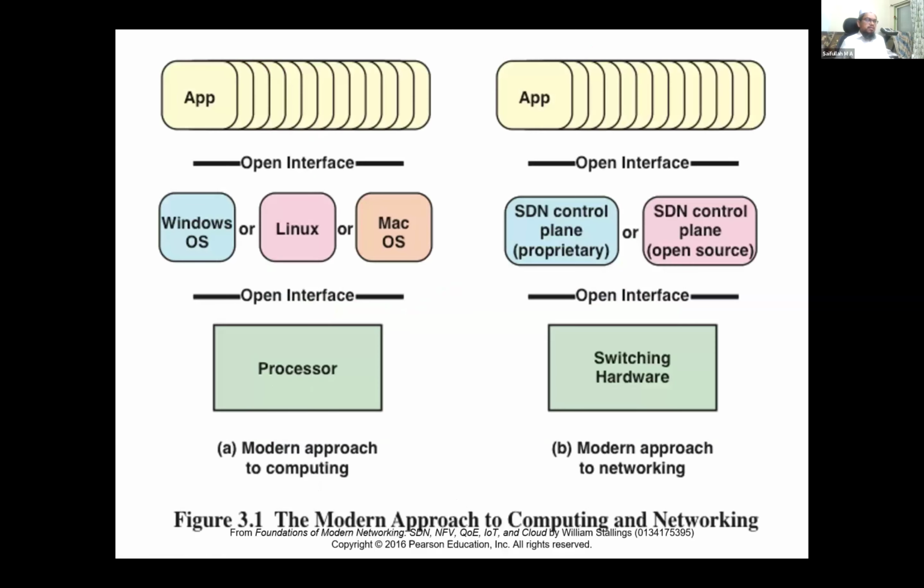In the other way, as already explained, in the present data center we have computing virtualization, that is, the same processor can at the same time run the Windows operating system, Linux operating system, Mac OS. That is the virtualization we know already. Different applications run on top of it, with the hypervisor and VMs. Similarly, network virtualization is in the switching hardware. We have different controllers, SDN controllers, proprietary or open source, because Cisco has its own controller, and different companies have theirs. Applications run on top of it. That is the modern approach to computing and networking.